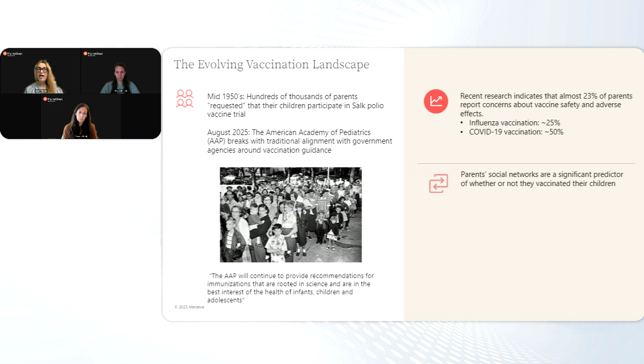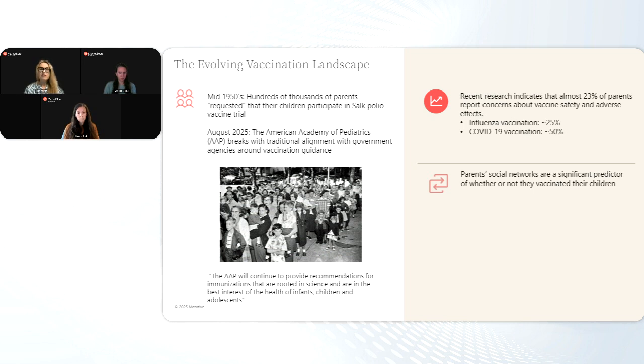And so what you have going in parallel with this shift in vaccine sentiment has been really this parallel change in where and who people, but parents also, get their health information. And research now indicates that, particularly among parents, their social networks are now a significant predictor of whether or not they vaccinate their children. And we will dive into some of that a little bit later in the presentation.